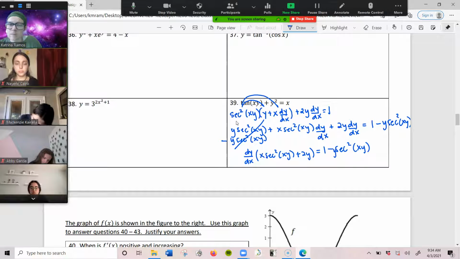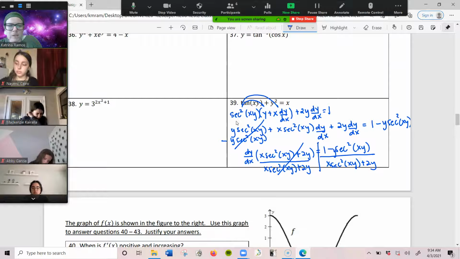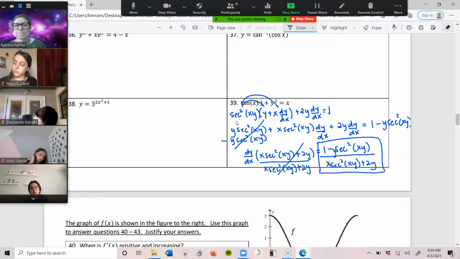And then to solve for dy/dx, we're just going to divide by all of this. So this would be dy/dx equals 1 minus y secant squared of xy, over x secant squared of xy plus 2y.